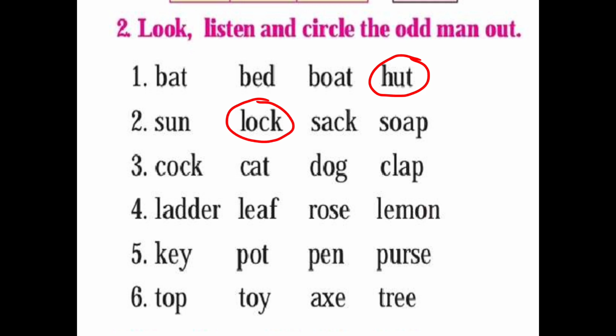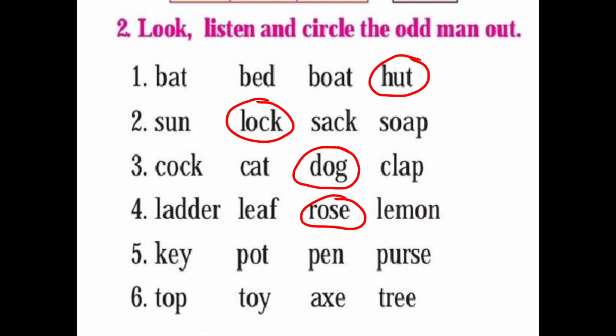Next we have cock, cat, dog, clap. Here we have dog as the odd man out because it begins with letter D. Fourth one, ladder, leaf, rose, lemon. Now here all the words begin with letter L and rose begins with R. So rose is the odd man out.